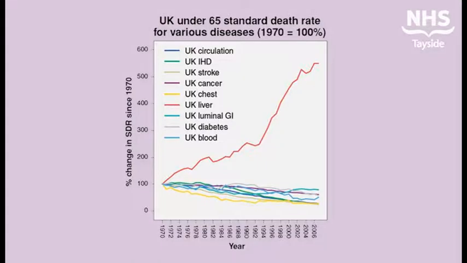If we look at this first slide, this shows that the rate of death in the under 65s is increasing in comparison to the decline for all other diseases, and that within the next year or so, chronic liver disease is likely to become the commonest cause of death for those people under 65.